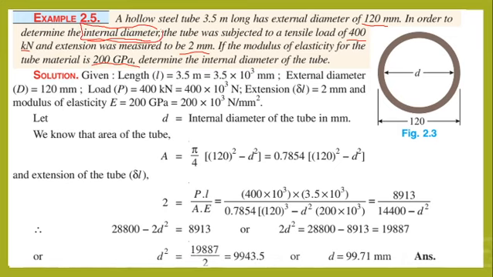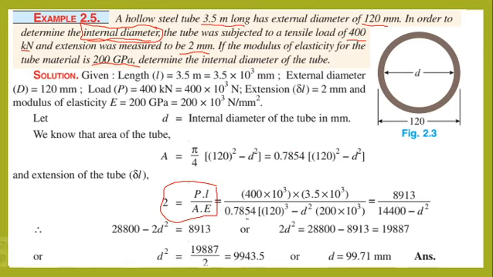Again, we are using the same equation, delta L is equal to PL by AE. Delta L is given as 2 mm, so delta L is substituted. Load is given as 400 kilonewton, so 400 × 10 raised to 3. L, the length of the specimen, is given as 3.5 meter, so 3.5 × 10 raised to 3, as we will be converting it into millimeter.